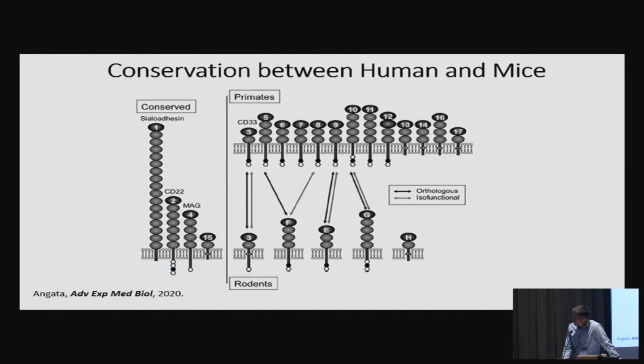And here it is again. This is taken from one of Takashi's reviews, highlighting how the different members from rodents and humans are orthologs or functional orthologs of each other. And you can see that the pattern is quite complex. I'm not going to go through it, but it's quite complex in terms of who's an ortholog of whom. Again, the take-home message is that when thinking about siglecs and how results in mice might translate to humans and vice versa, you have to think about it and consider it. It's not always straightforward.